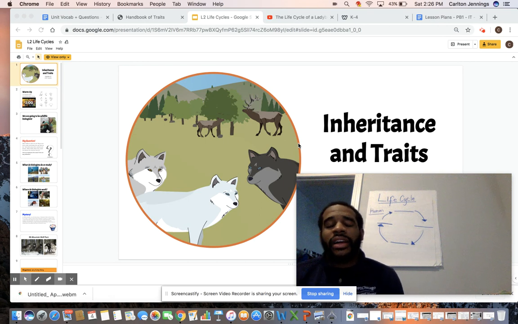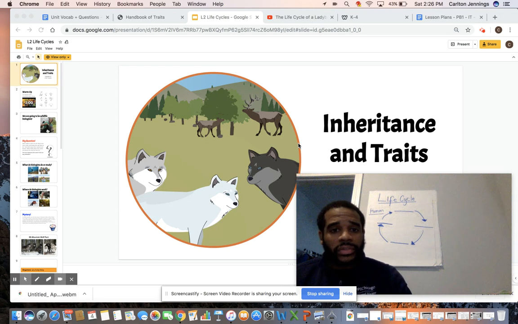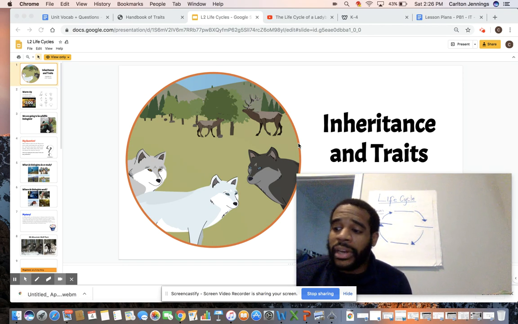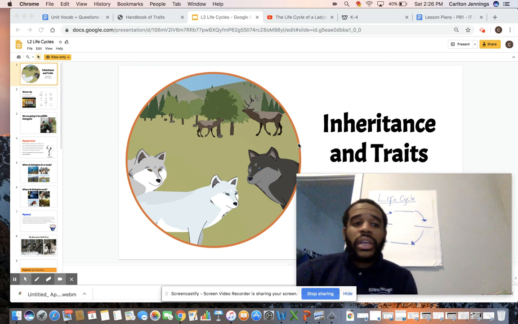Last lesson we learned about the gray wolves, and we were wondering why one gray wolf was a lighter color or had different fur than the other gray wolves. Today we're going to focus more on inheritance and traits. We're going to identify similarities and differences in the life cycle of several different organisms, or living things, and we're also going to use a reference text to do this investigation. We're going to jump right in.